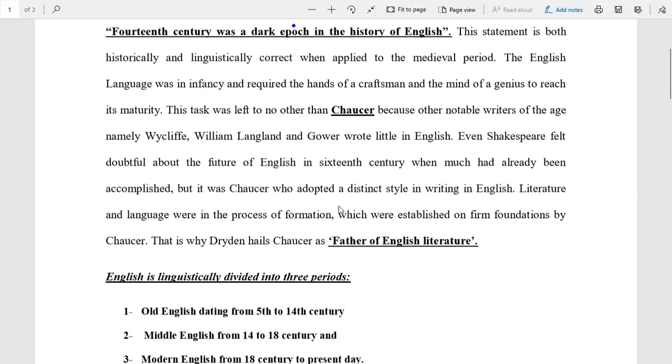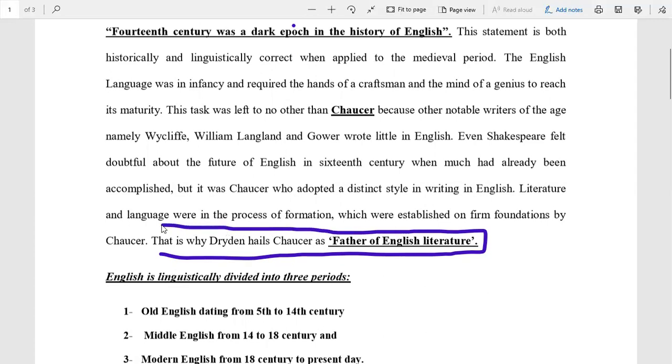But it was Chaucer who adopted a distinct style in writing in English. Literature and language were in the process of formation, which were established on firm foundations by Chaucer. That is why Dryden hails Chaucer as father of English literature. It should be clear in one's mind कि ये Dryden था जिसने ये कहा कि Chaucer is father of English literature. This point should be clear in your mind. अगर आपसे MCQs में ये पूछा जाए कि who said Chaucer is father of English literature, so it should be clear that it was Dryden.